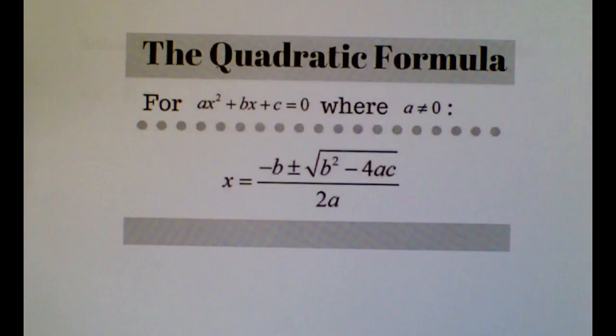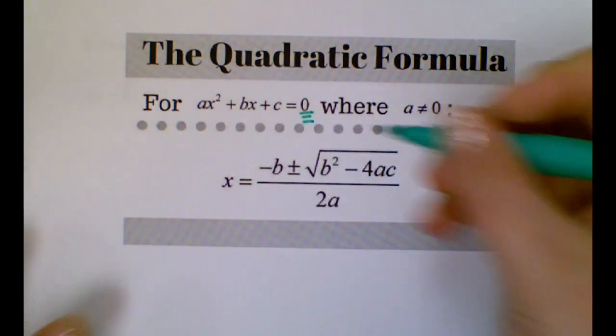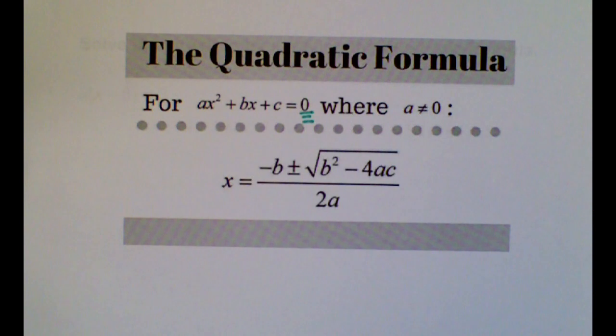And finally, everybody's favorite, the quadratic formula for ax squared plus bx plus c equals 0, where a is not 0. This quadratic formula will always work. Please note that it has to be equal to 0. If it's not equal to 0, get it equal to 0, and then plug in negative b plus or minus the square root of b squared minus 4ac all over 2a.